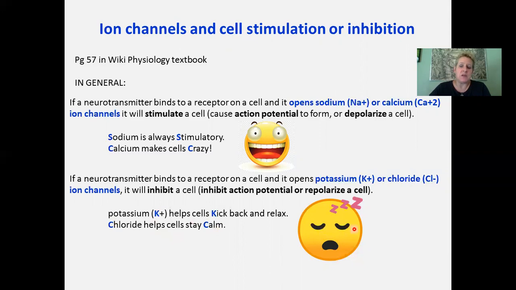They're going to be inhibited or relaxed, all right? So all you need to know is which ion channel it is, and then you can tell exactly how the cell is going to respond.